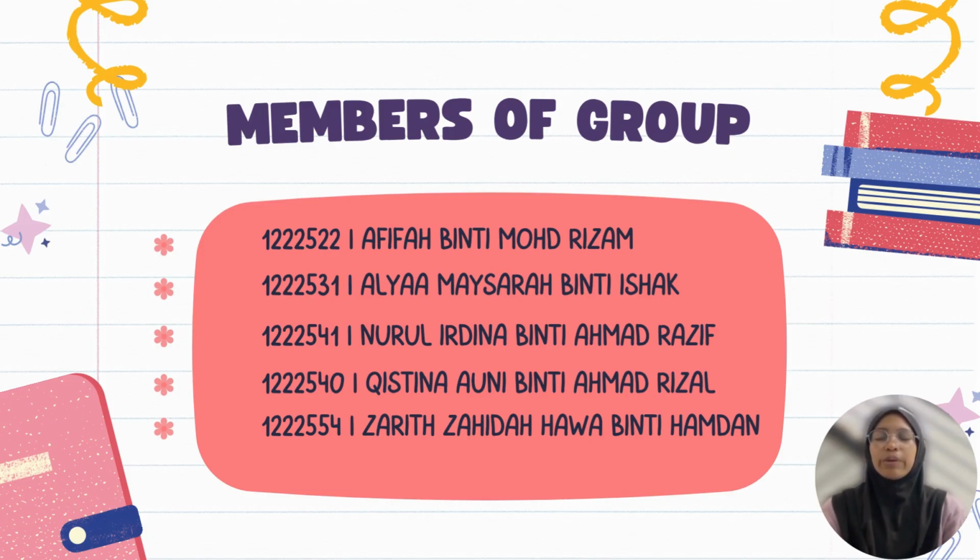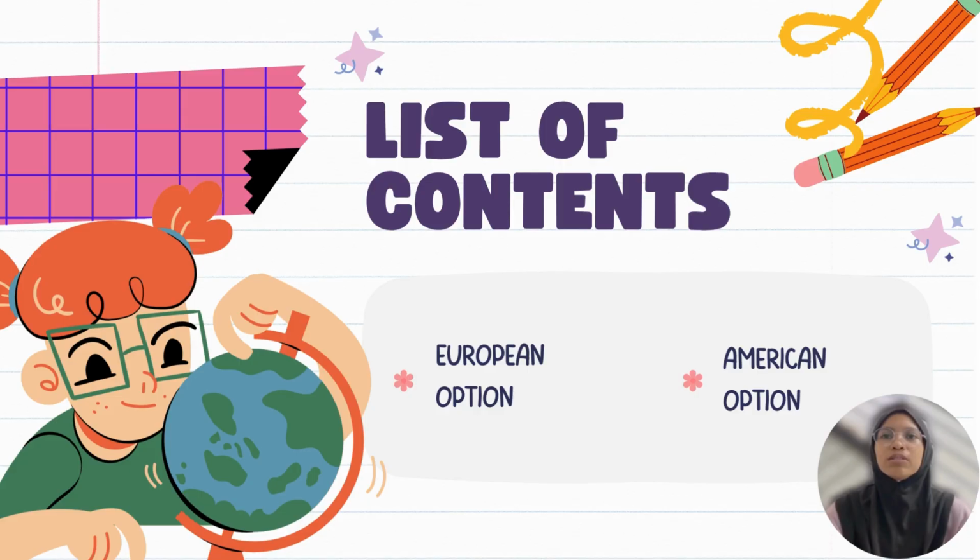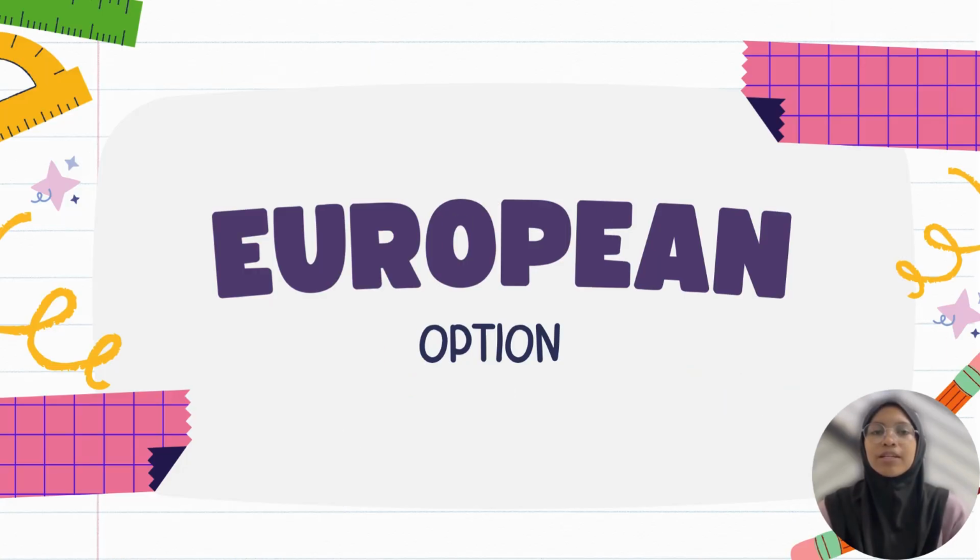And these are our group members: Afifah, Alia Maisara, Nurul Irdina, Christina Ami and Zarid Zaida. In this video, we will present our European option and American option calculation. We start with the European option.